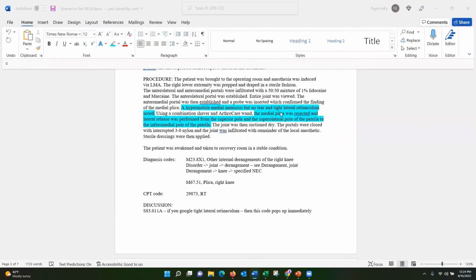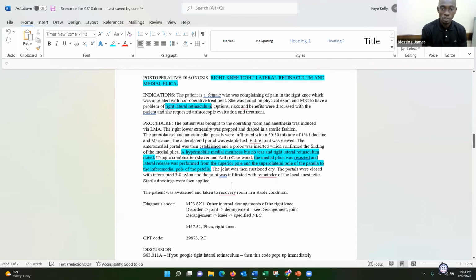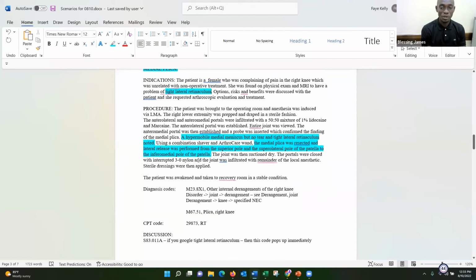This was resected right here to get to the release. Resected means it was cut. For the second scenario, the part that says the joint was then suctioned dry, I actually coded the synovectomy, hoping it's the suction process, the removal of the synovial fluid. That was my thinking. Actually, that is just part of the process to make sure to get all the fluid out of there.